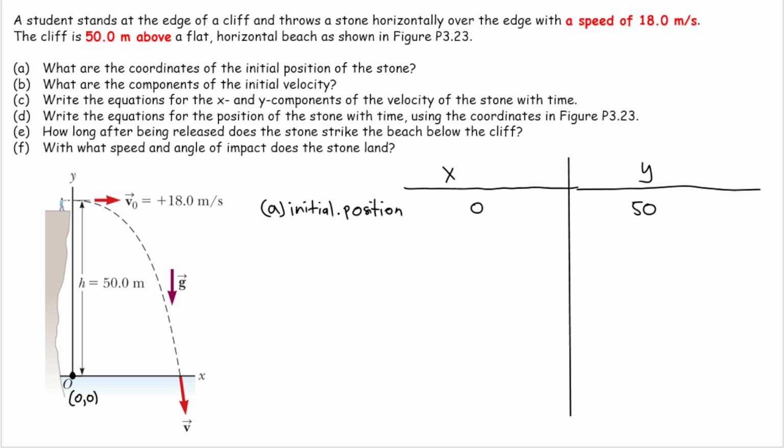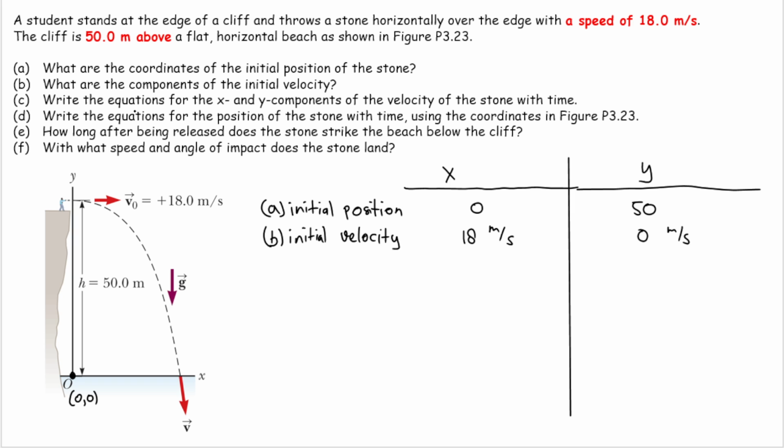And then B, what are the components of the initial velocity? We have in the horizontal component that will be 18 meters per second, right? And then here we don't have any vertical component, because the stone is thrown horizontally. So we will have 0 meters per second here.